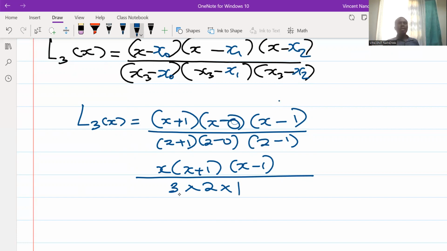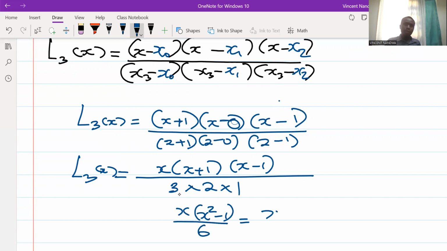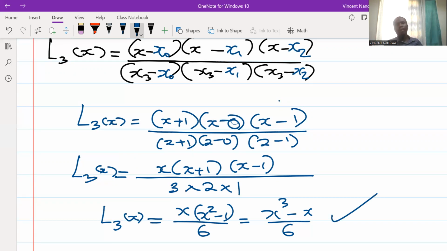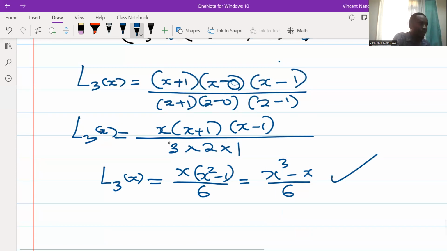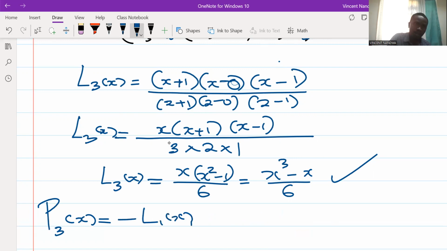x plus 1 times x minus 1 is always x squared minus 1. So x squared minus 1 by x over 6. So this will be x power 3 minus x over 6. So this is the L3 of x. So therefore the final value from our computation is: P3 of x is given by negative L1 of x plus 15 L3 of x.